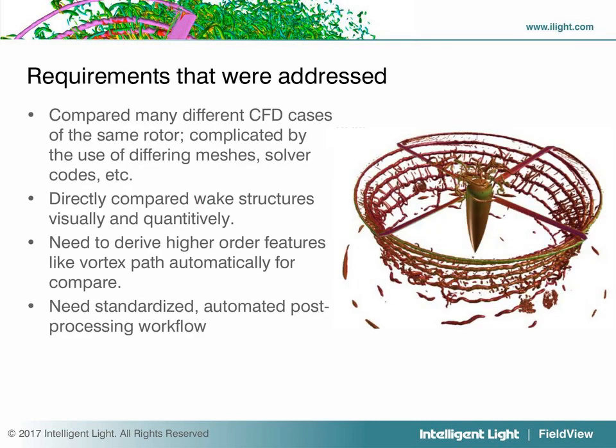And several years ago, we were approached by the committee, and they said that they needed an easy way to compare their different types of CFD cases of the rotor that Nathan had shown. And this was complicated by lots of different types of meshes, different solvers, and people distributed around the world. They needed to directly compare the wake structures, both visually and quantitatively. For the quantitative way, they needed a way to automatically derive the vortex paths, and they needed this all to be standardized in an automated post-processing workflow.